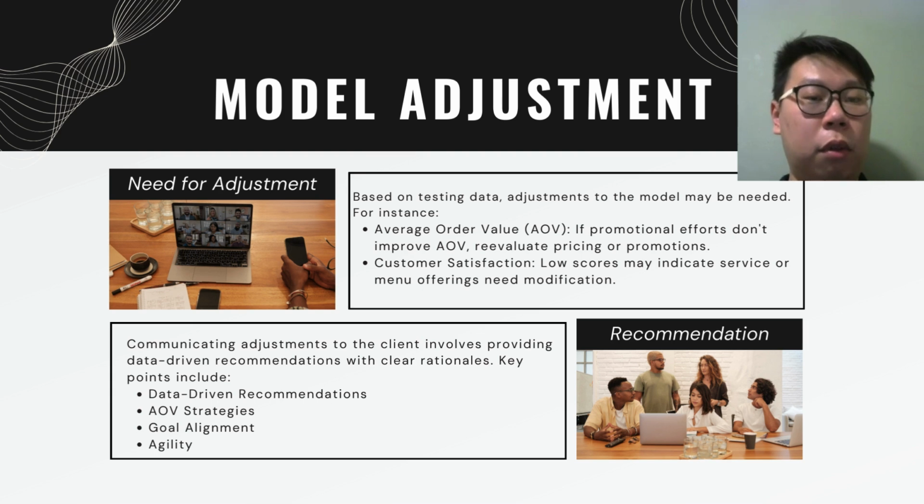Next, for the recommendation for the model, communicating adjustments to the client involves providing data-driven recommendations with clear rationales. Key points include the data-driven recommendations. Here we ensure suggestions are based on collected data. Second, for the AOV strategies, here we refine pricing or explore alternatives like bundling or targeted discounts. Next, in goal alignment, here we focus on increasing sales, customer satisfaction, and profit margins. Lastly, in agility, here we keep the business responsive to market conditions and customer preferences.